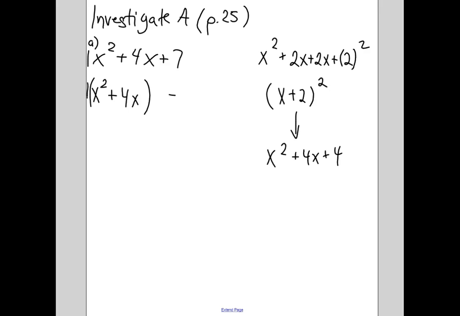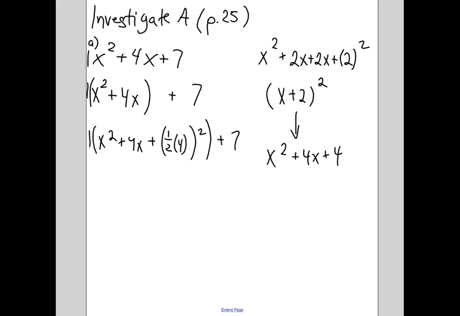Isolate those two terms by themselves. So now at this point it looks a little bit like partial factoring, except we've only factored out a constant, not an x term. The next step is going to be creating the term that's missing. The term that's missing is half of 4 squared. Okay, and then close the bracket and add the 7.